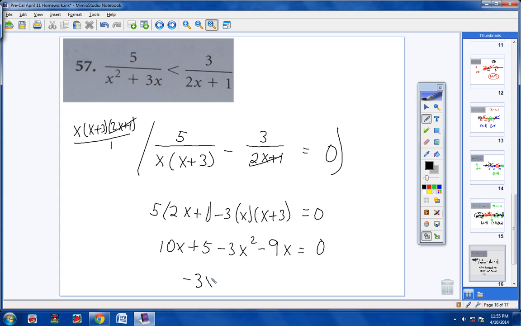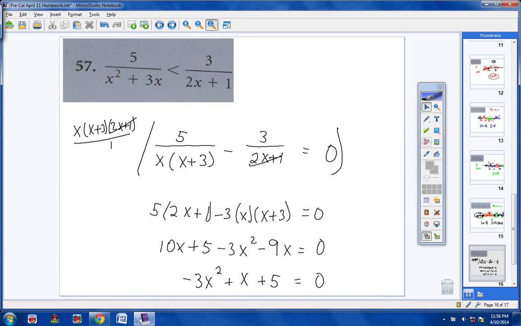So we're going to write negative 3x squared and then positive x and then positive 5. All right? Equals 0.